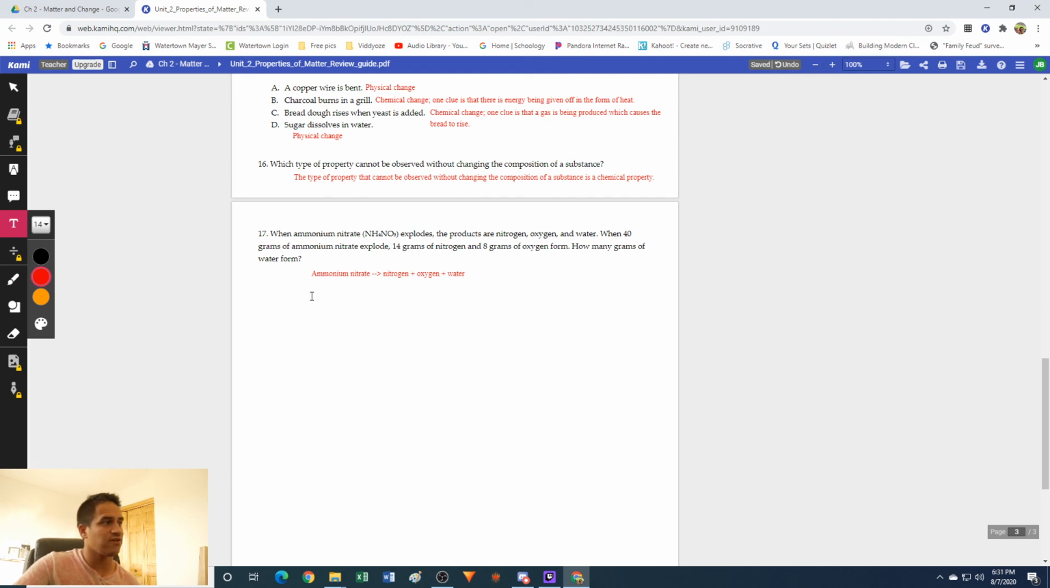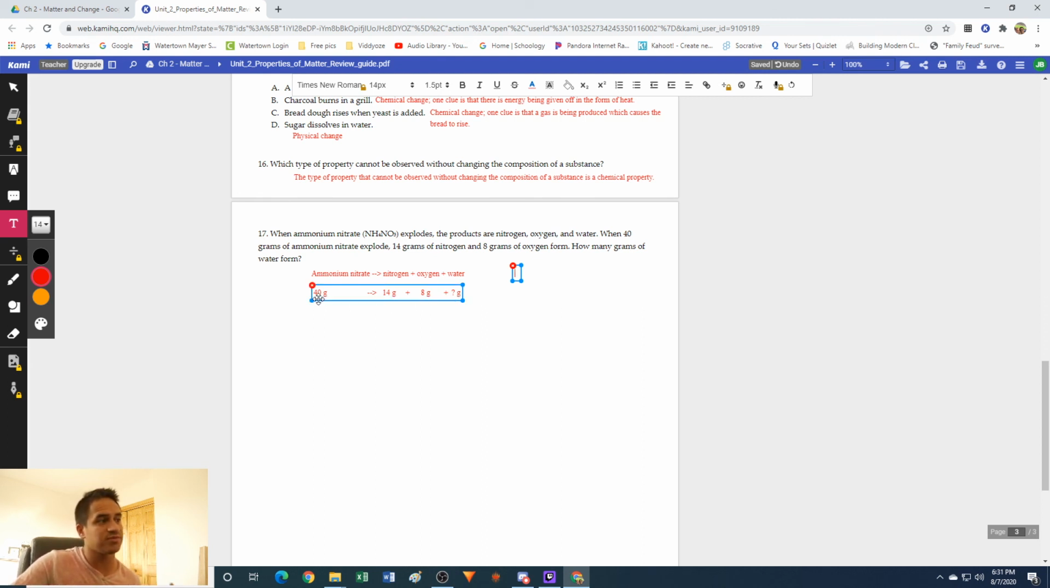Then they tell us that if we have 40 grams of this ammonium nitrate, we get 14 grams of nitrogen plus 8 grams of oxygen plus some number of grams of water, okay? And the question is, how many grams of water will we make? This is just a basic subtraction problem. Remember that the law of conservation of mass says the total amount of stuff you start with has to be equal to the total amount of stuff you end with.